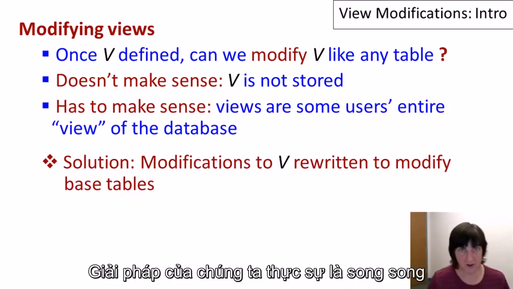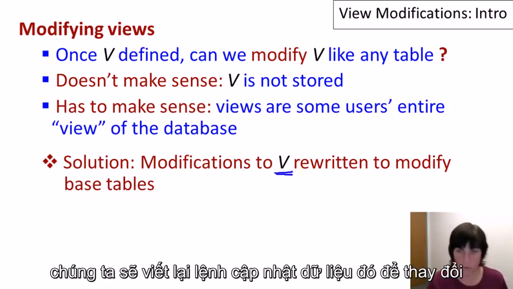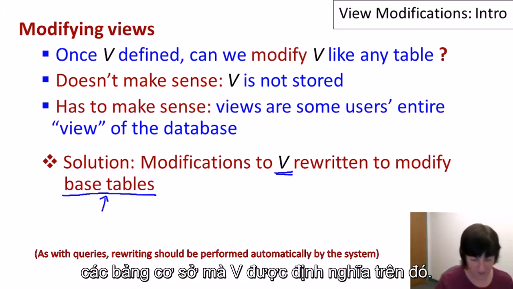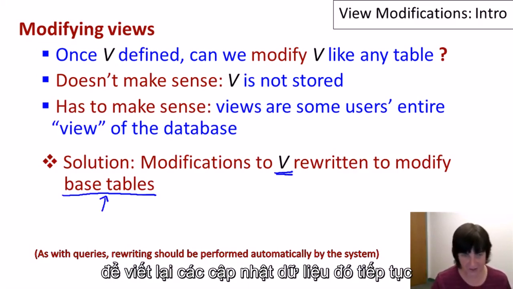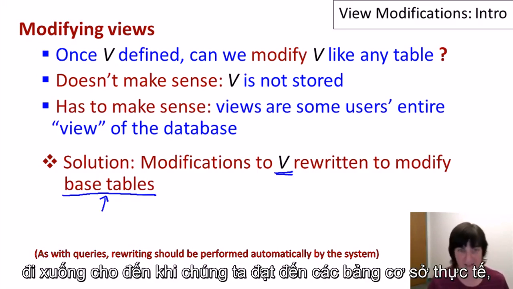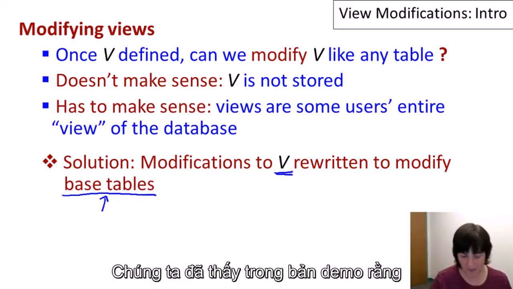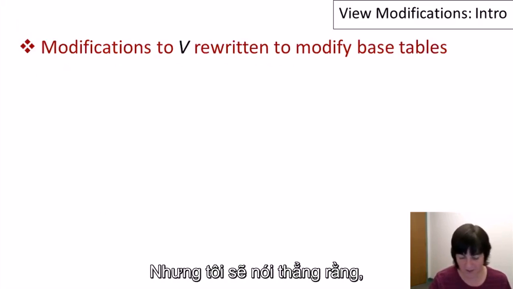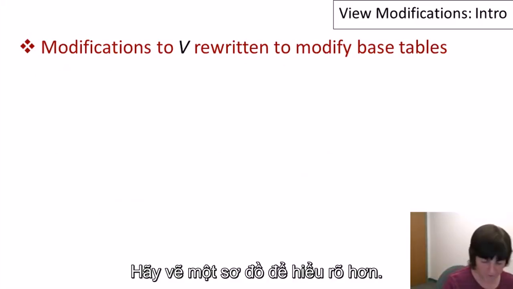Well, our solution is actually parallel to what we do with queries. When we have a modification command that involves a view V, we'll rewrite that modification command to modify instead the base tables over which V is defined. If those base tables happen to be views themselves, then we have a recursive process of rewriting those modifications to further go down until we get to the base tables that are actually the tables stored in the database. So maybe this is no big deal. We saw in our demo that modifying queries that reference views into queries that reference the base tables is a relatively straightforward process. Well, I'm going to say right up front, it's not quite as straightforward when we're talking about modifications. So let's draw a picture to see what's going on.